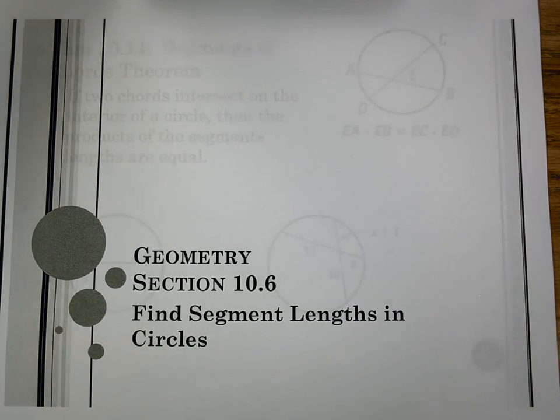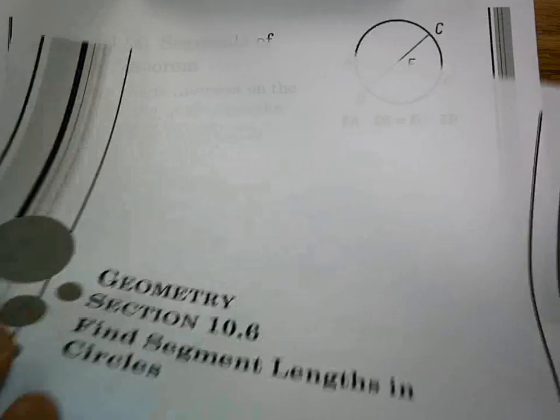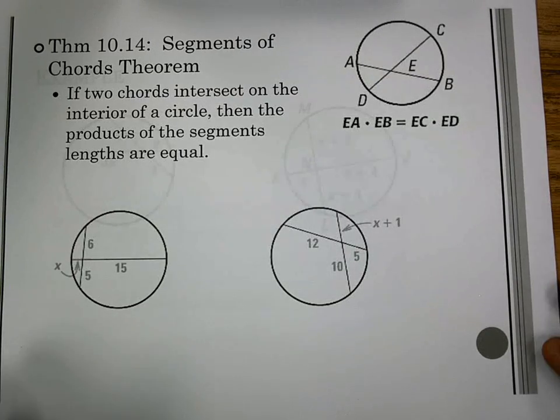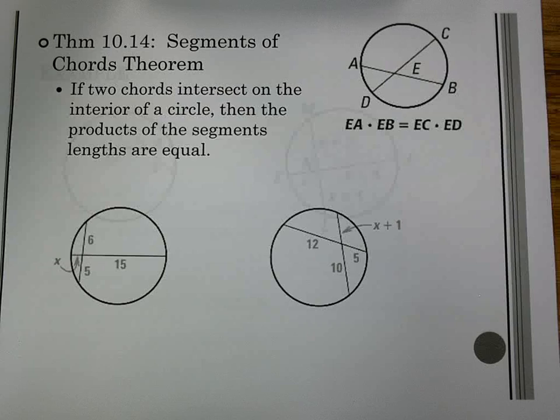For section 10.6, we're looking at segment lengths in circles. We have a couple types of problems we're really looking at here. The first one is where we have segments of chords. This is where we have two chords that intersect inside the circle. It says if two chords intersect on the interior of the circle.